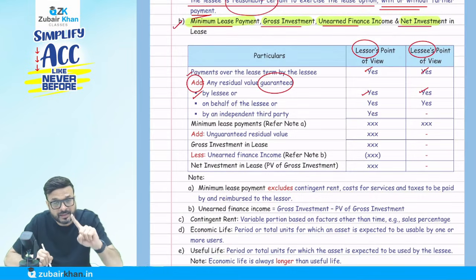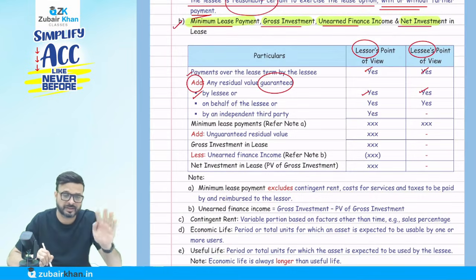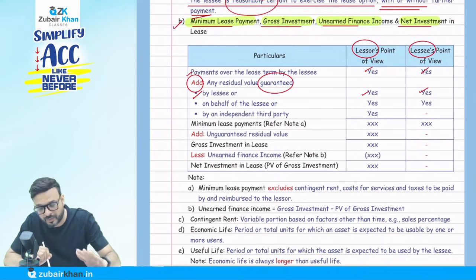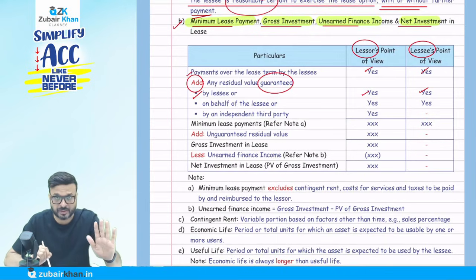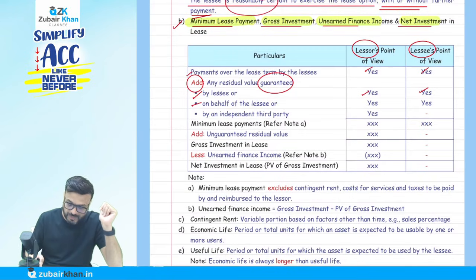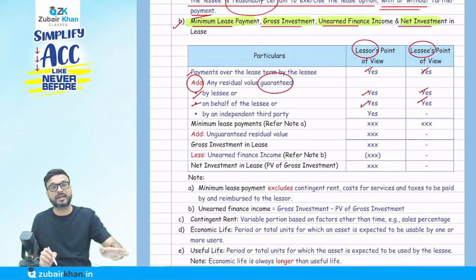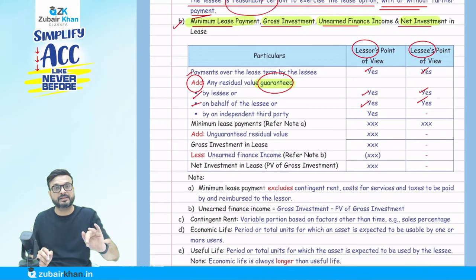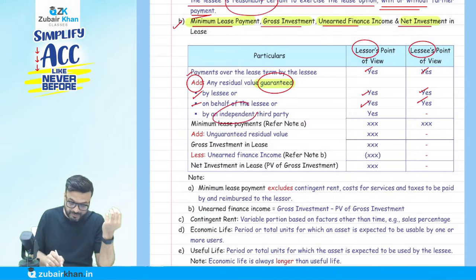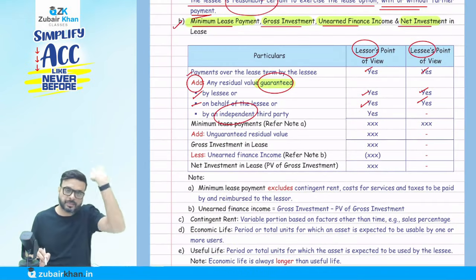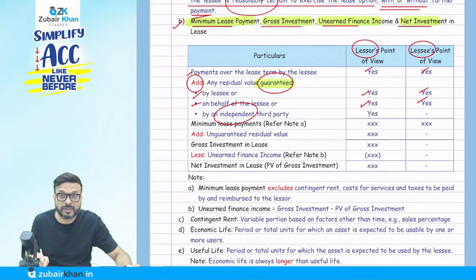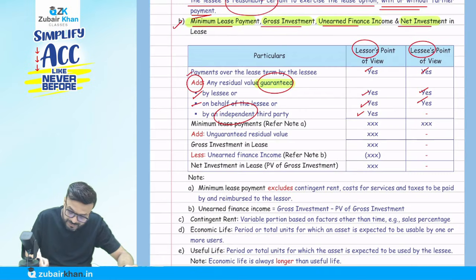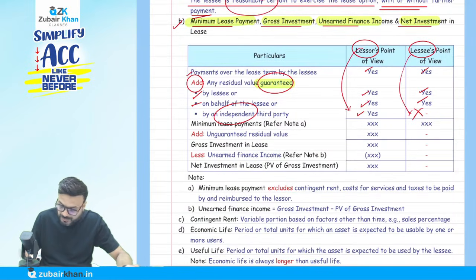If it is not by the lessee but on behalf of the lessee by someone, for example, the lessee is a subsidiary company and the holding company is giving an assurance on its behalf, that is also part of the minimum lease payment. But not if it is not guaranteed. If the residual value is not guaranteed by the lessee or on behalf of the lessee, but is guaranteed by an independent third party, then that is a part of the minimum lease payment only from the lessor's point of view, not from the lessee's point of view.